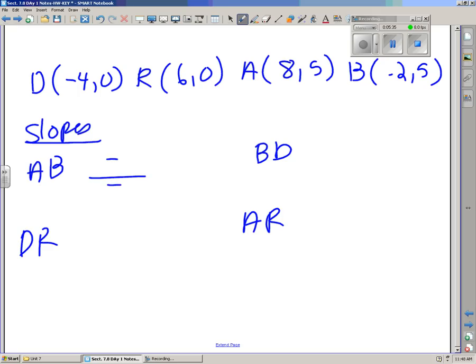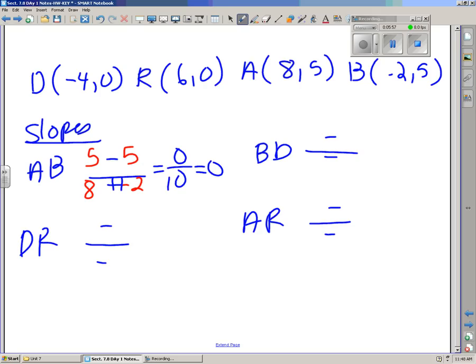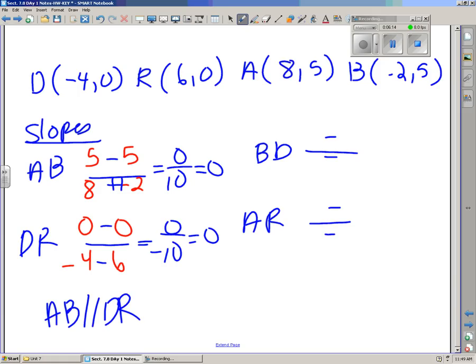So when I actually set up the math, when I go from A to B, I'm going from 5 minus 5 over 8 minus negative 2. This becomes plus positive 10. 0 over 10 equals 0. When I go from D to R, I'm going 0 minus 0 over negative 4 minus 6. When I do the math here, 0 over negative 10 equals 0. Because I've got the same slopes, I know that AB is parallel to DR.